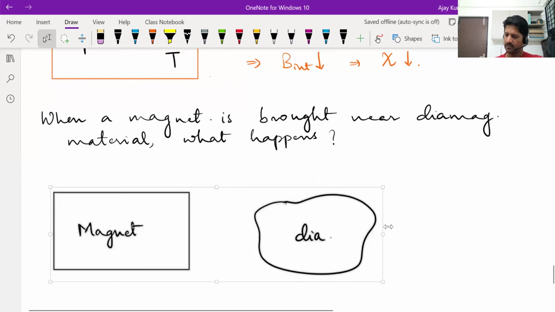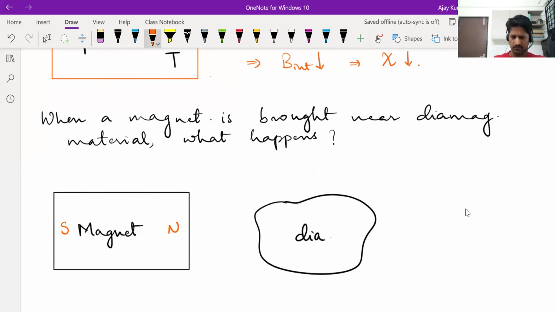Will they attract, repel, or nothing happens? Or whether they attract or repel depends on which pole of the magnet is brought closer to it. Okay, think carefully and answer.